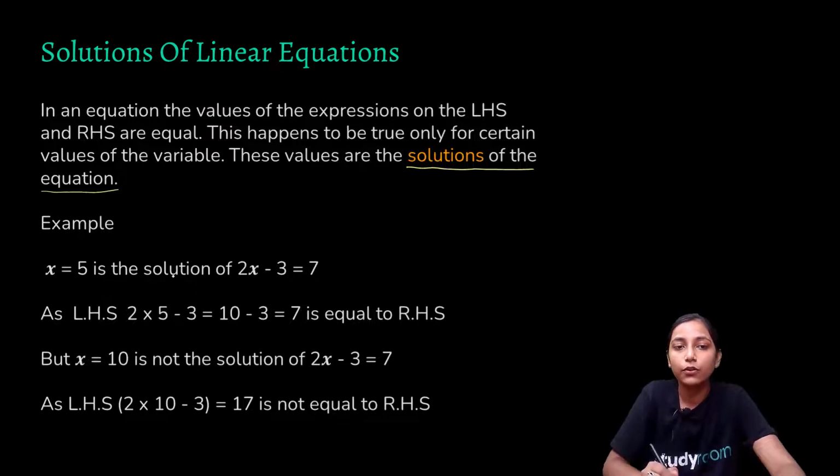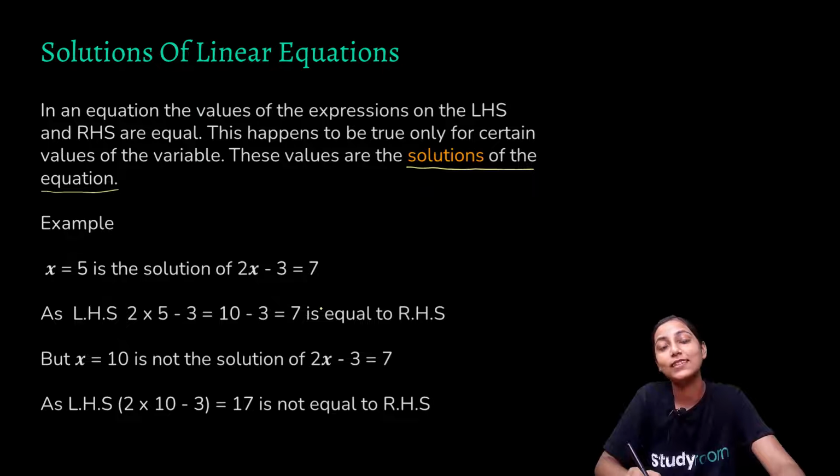So here we know that when x equals 5, then 2x minus 3 will be equal to 7. So let's just check. Left hand side will be equal to 2 into 5 minus 3, that will be equal to 10 minus 3, and that is equal to 7, which is equal to the right hand side.